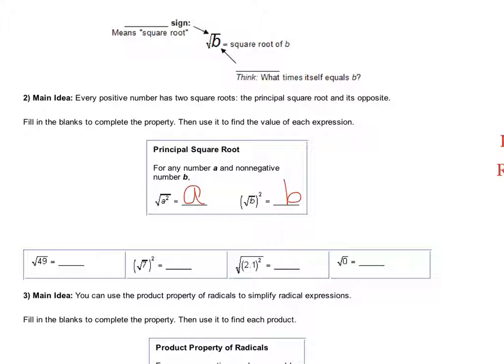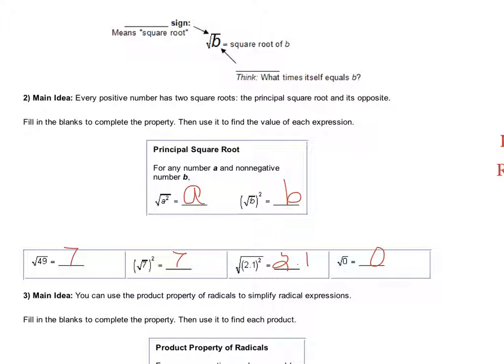The square root button is actually about 5 buttons down on the left hand side of your calculator, and it's going to be in blue, so that means you're going to have to press the second button in order to find the square root of a number. So the square root of 49: 7 times 7 is 49, so the square root of 49 is just 7. The square root of 7 squared is 7, because those are inverse operations. The square root of 2.1 squared is just 2.1. And the square root of 0 is just 0.